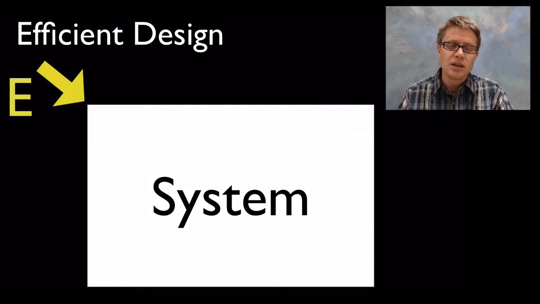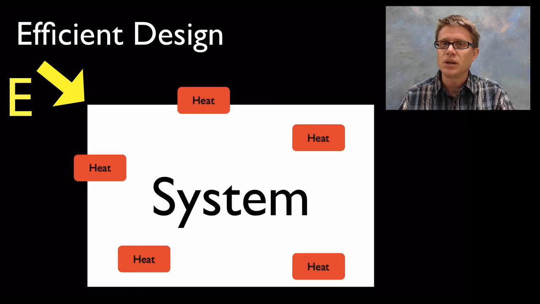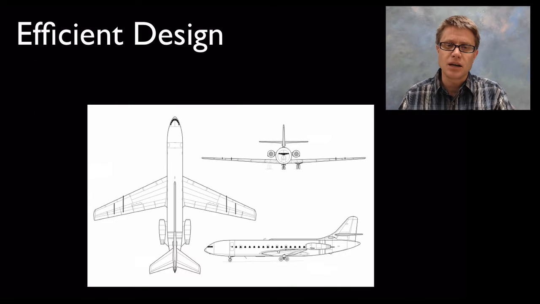And so what we really have to do is come up with efficient designs. And what does that mean? The energy into a system is going to be used to do work, but a lot of it is going to be lost through heat. And so the less amount of energy that we can lose to heat, the more efficient that system can be. And so when you're designing something like an airplane, or a jet plane, you want to make sure that it's as efficient as it can be.